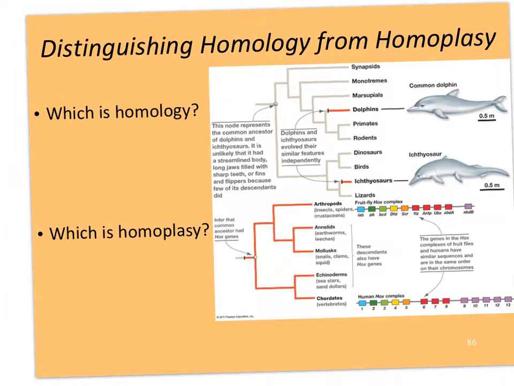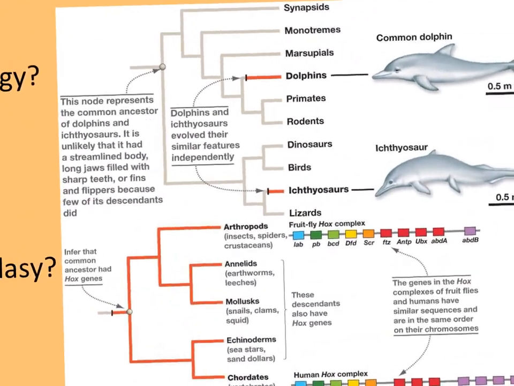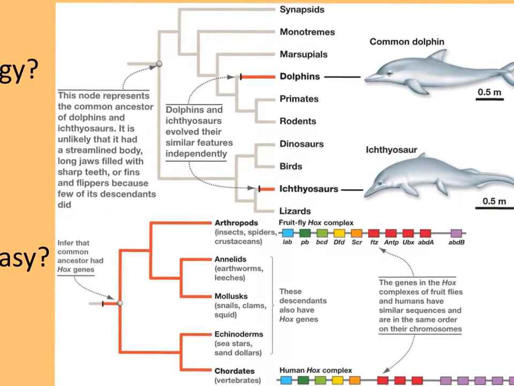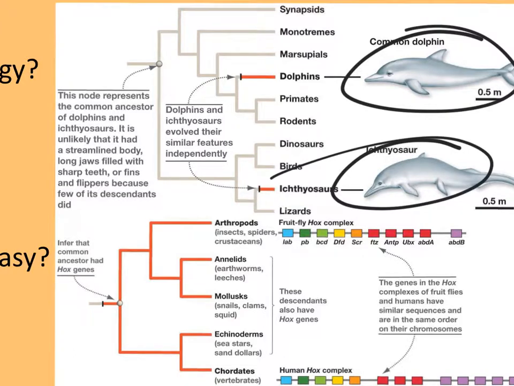Okay. Now, here's an example of homology, or not homology. This is an ichthyosaur, and this is a common dolphin. An ichthyosaur is actually a kind of reptile. A dolphin is a mammal. They look similar because they live in the same environment. Their shape is similar because it's easier to move through the water with that kind of fusiform body than it is with things all spread out.